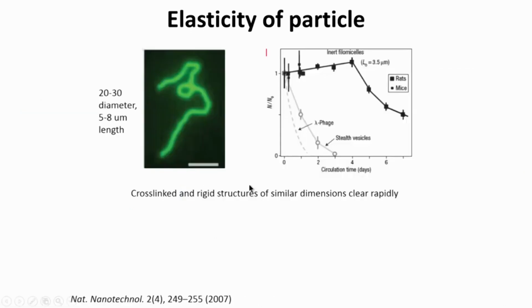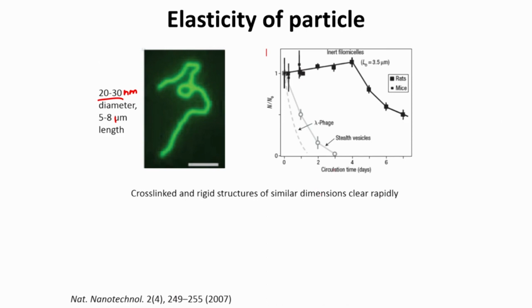Another example of making elastic particles is phylomicelles, and these are polymeric particles which are 20 to 30 nanometer in diameter, and they are about 5 to 8 micron in length. So, here is just a fluorescent image of this. It is just like a thread or a worm like particle, and what they have shown is you can cross link the different regions and make it rigid, or you can leave it like this, and they look at their circulation time.